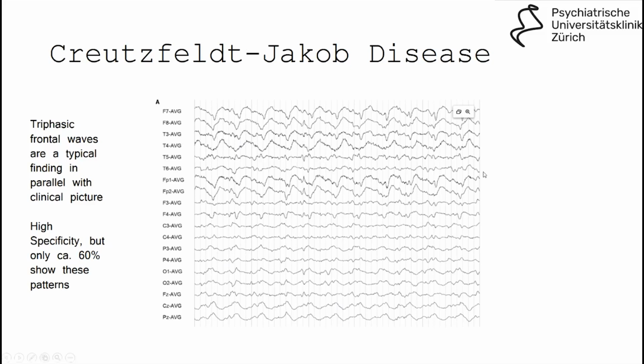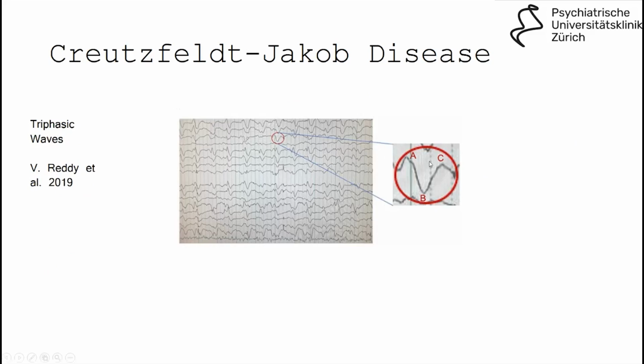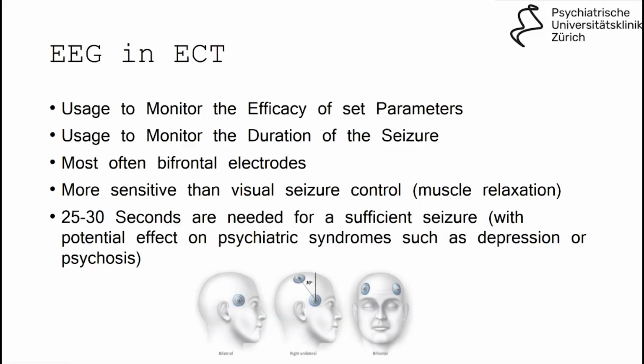This is highly specific for Creutzfeldt-Jakob, but it's not too sensitive. That means if you see those patterns, you can most likely be sure that this could be Creutzfeldt-Jakob. If you don't see the patterns, however, it still could be that they have it. So again, the EEG is specific, but not very sensitive. Here, for you to understand the triphasic waves, I took it from another publication. So this is A, B, C. These triphasic waves are pathognomonic for Creutzfeldt-Jakob disease.